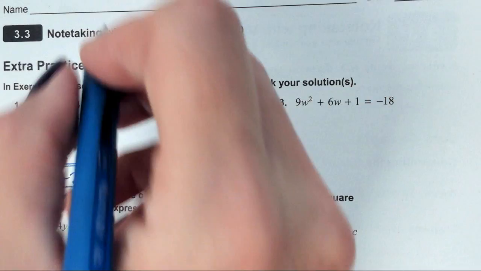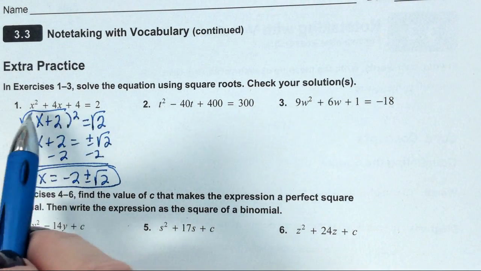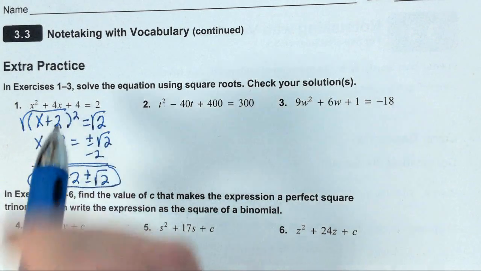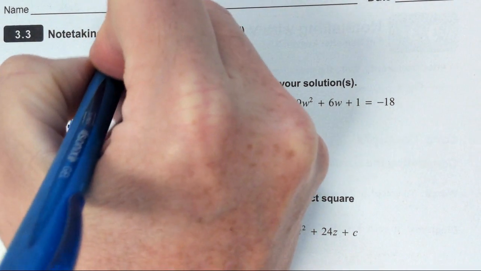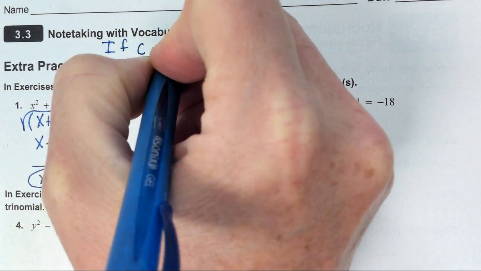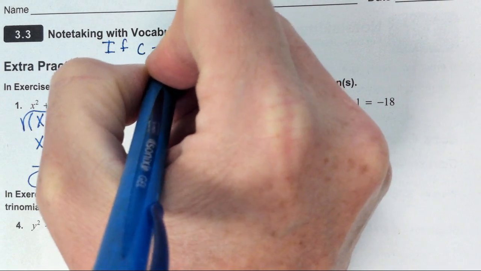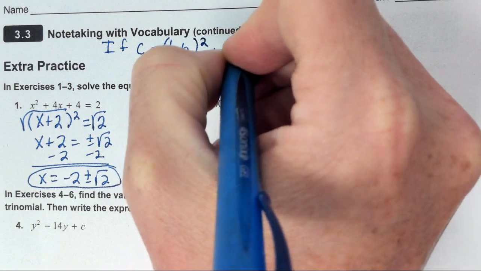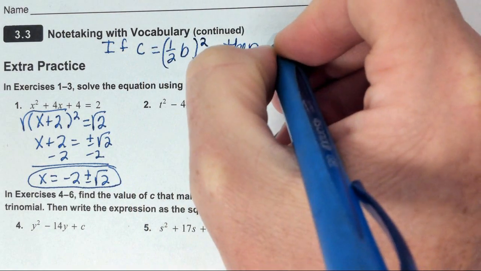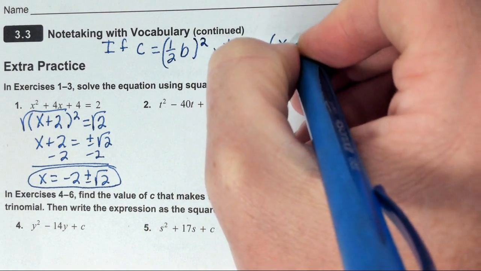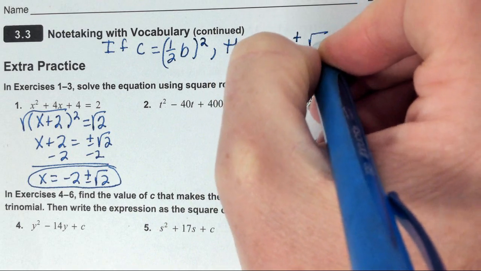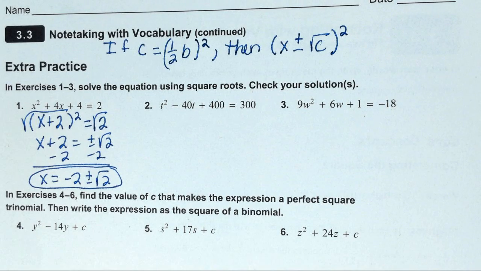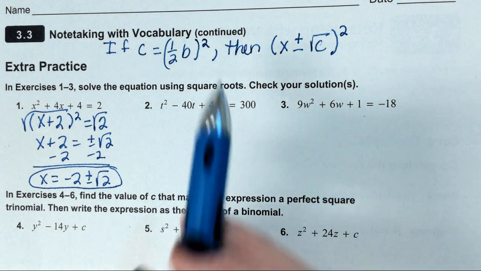Okay, and here's what the rule is, guys. If I want to see if this is a perfect square trinomial, I have to look at this middle term. If C is equal to 1/2 of B squared, then it's going to be x plus or minus the square root of C, quantity squared. Let me show you what I mean by that.